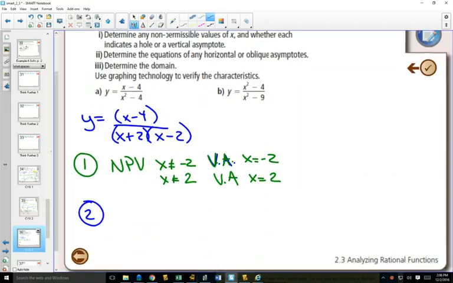Second thing that we look at, horizontal or oblique asymptotes. You find that out by looking at the highest power. The highest power is an x squared. We have no x squareds on the top. That's equal to 0. Horizontal asymptote.